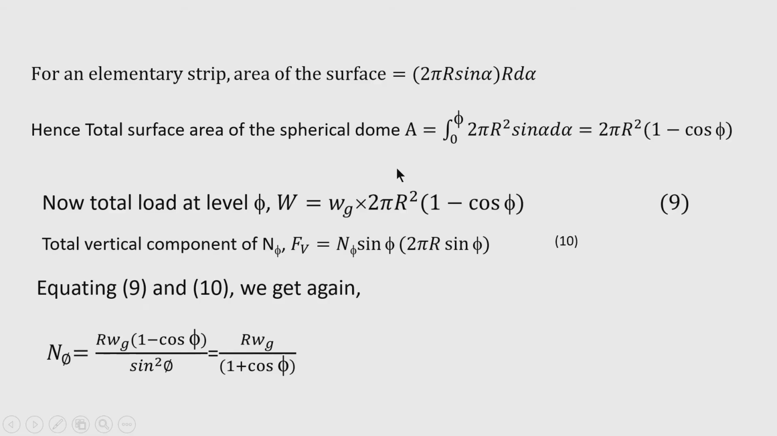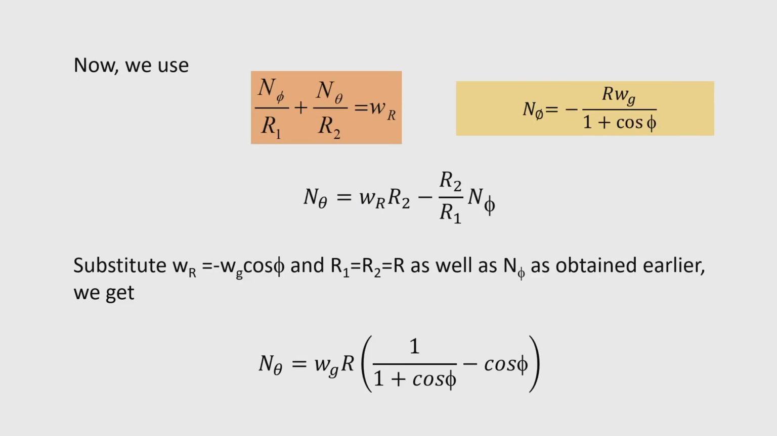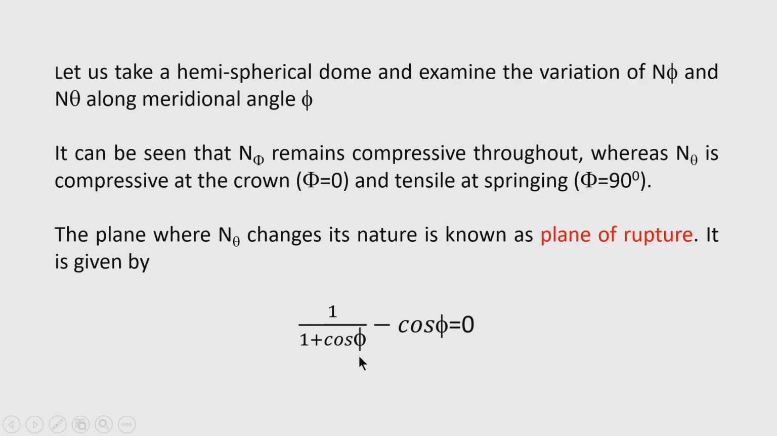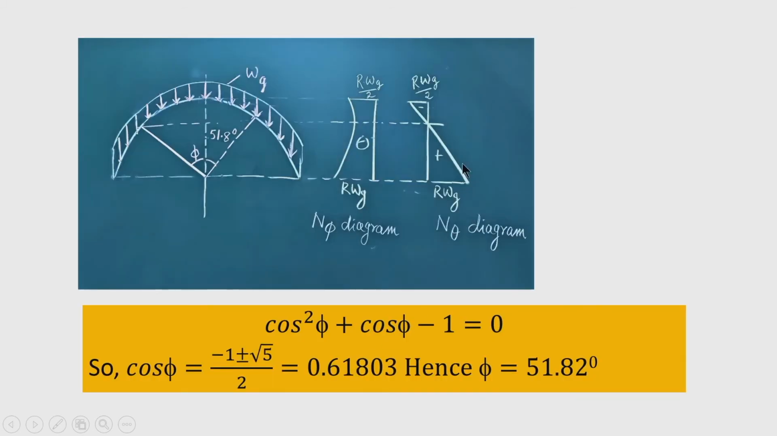Now, let us see at phi equal to 90 degree. When phi is 90 degree, cos 90 is 0. So, therefore, n theta is W g by R, and it is coming as a positive quantity. So, therefore, tensile. So, here tensile forces are developed after this plane, and this plane is nothing but the plane of rupture, and it is located at phi equal to 51.8 degree. Okay.